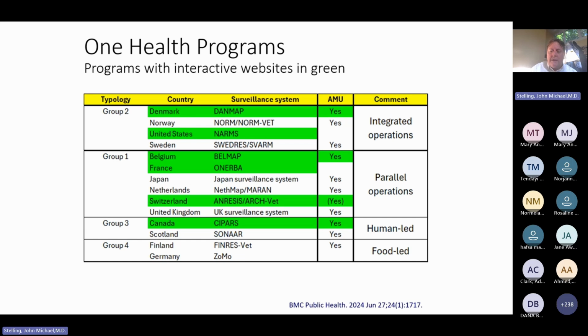Group three, everything is collected on the human side. So from a data management report, it's led by the humans, but with feedback from the food and animal sectors, environmental. And then at the bottom, this does not include human isolates. This is led by the food groups.